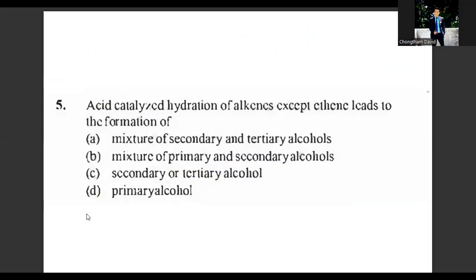Question number 5. An acid catalyzed hydration of alkene except ethene leads to the formation of. In the acid catalyzed hydration, unsymmetrical alkene, if it is present with water, the hydroxy group, that is the negative part of the addendum that becomes hydroxide, will go to the carbon with less number of hydrogen. That is called Markovnikov's rule of addition.